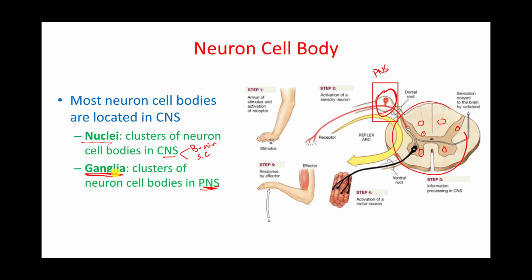Basically, it's the same thing, a cluster of cell bodies. But if they are in the CNS, we are going to call them nuclei. If they are in the PNS, we are going to call them ganglia.